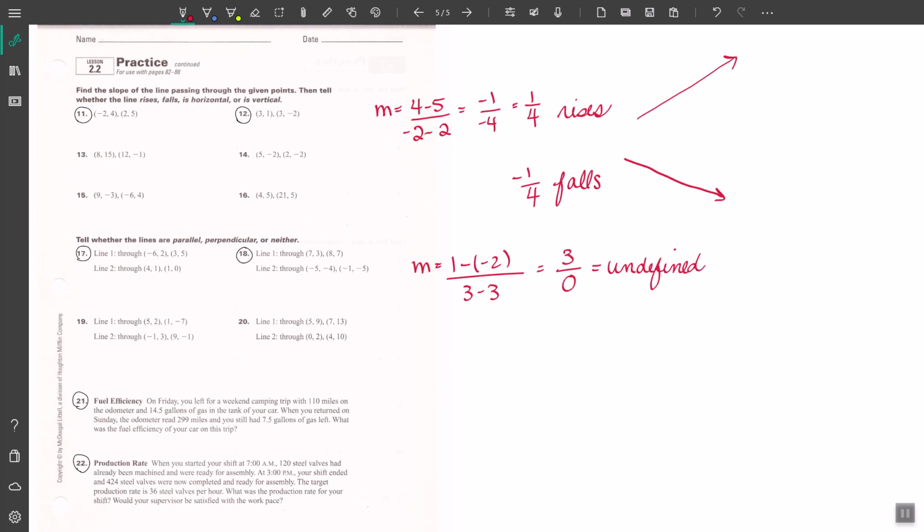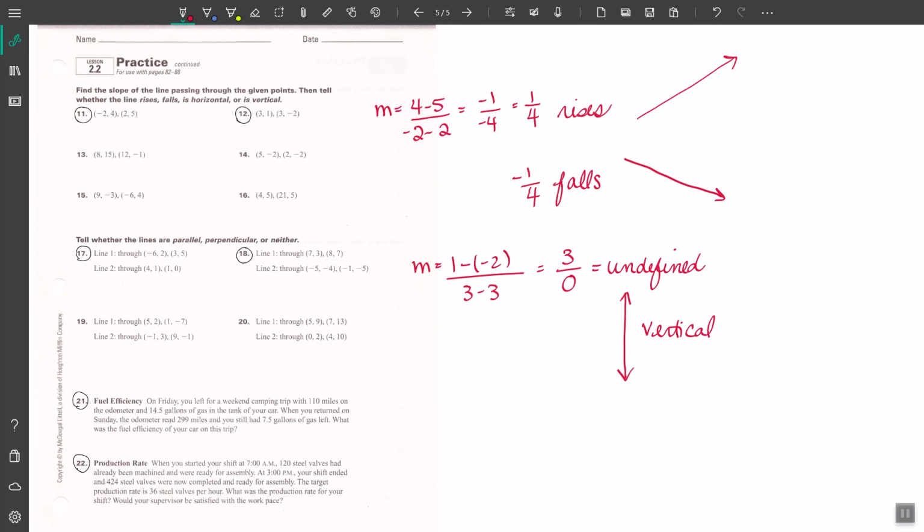But as far as the graph of this function would look, it would be a vertical line. So it would be a line on the graph that ran perpendicular to the x-axis, top to bottom. According to this problem, they asked us to tell what the line does. This would be a vertical slope, although we don't exactly call it slope, because it's really undefined.